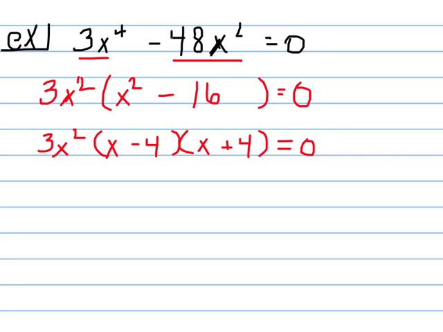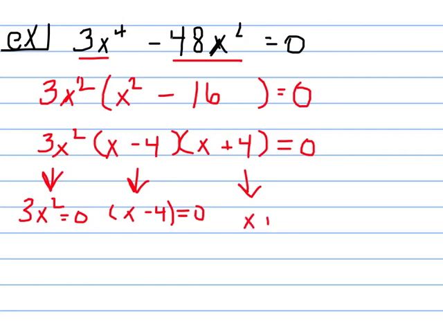If you were to go through and multiply all the x's, you would have x squared times x, it's x to the 4th, and that's what you should have. You need to keep that high power. So we're going to take each of these factors: 3x squared, x minus 4, and x plus 4, and set all of them equal to 0.